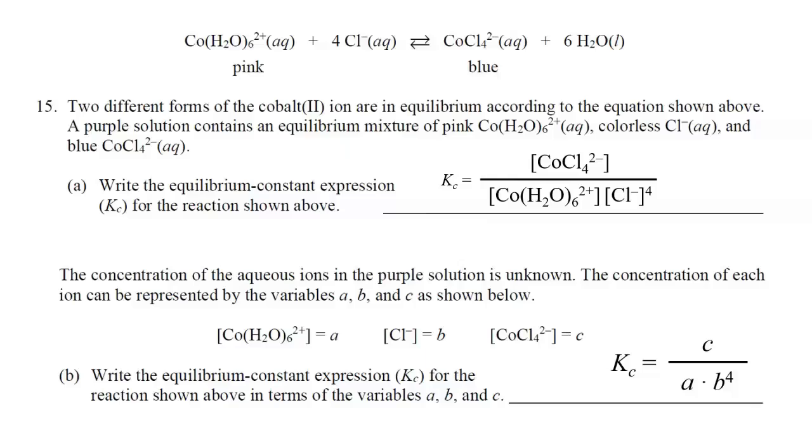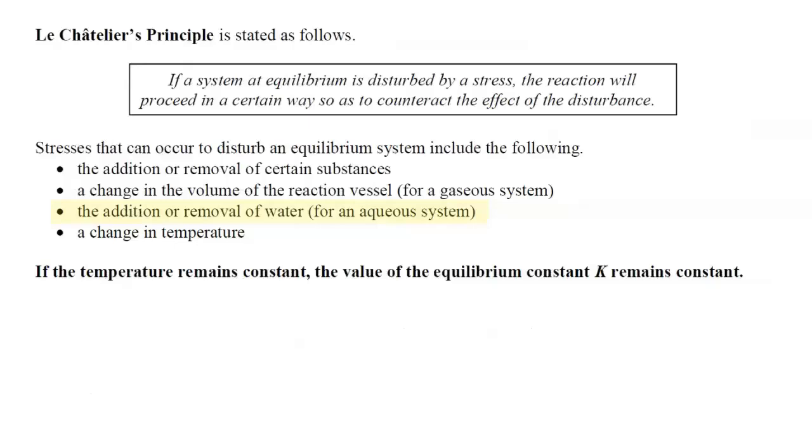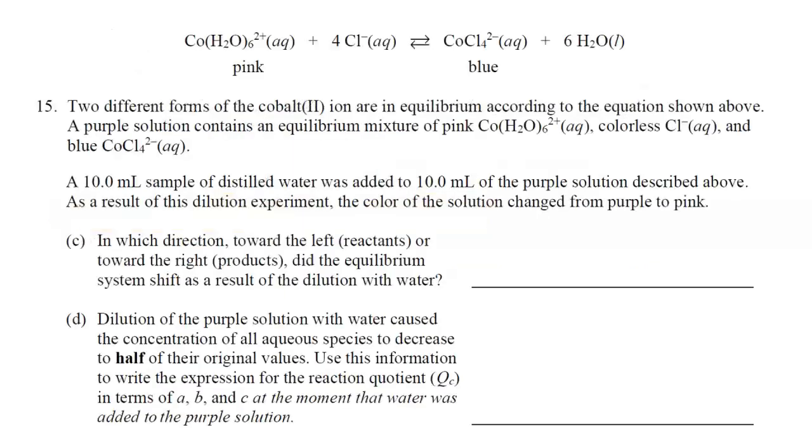All right, so far in this packet with respect to Le Chatelier's principle, we have seen the addition or removal of certain substances and how that affects the value of the reaction quotient Q. We've already seen examples where the volume of the reaction vessel for a gaseous system has been either decreased or increased. What we're going to take a look at now with this aqueous system is what happens when water is added. What happens when the system is diluted with water?